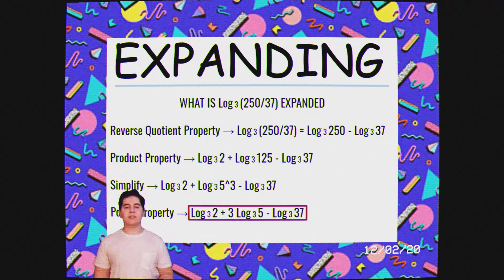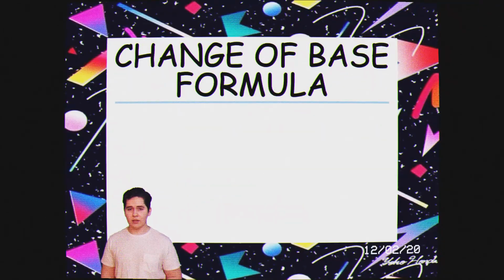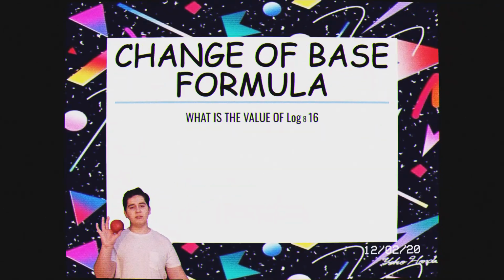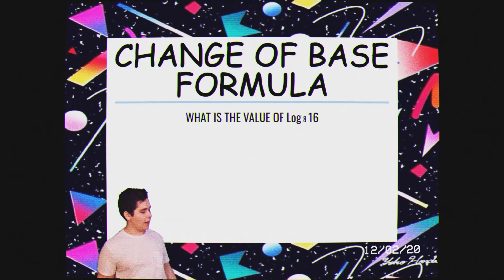Now it is time to test out the change of base formula. First you take one apple, and then you take a second apple, and then you throw those apples away. Because we're doing big kid math, and we don't need apples.